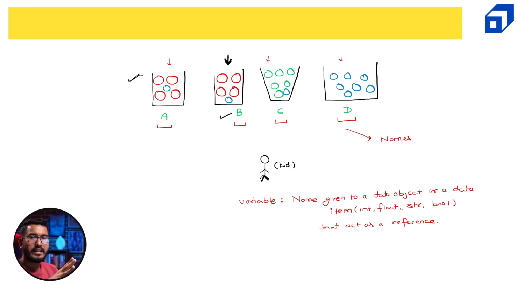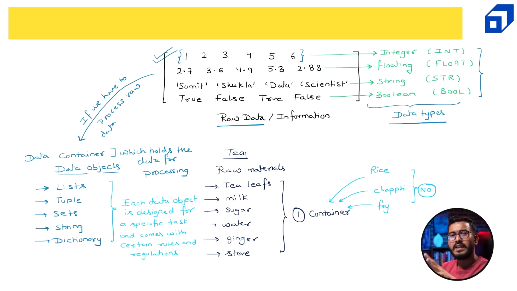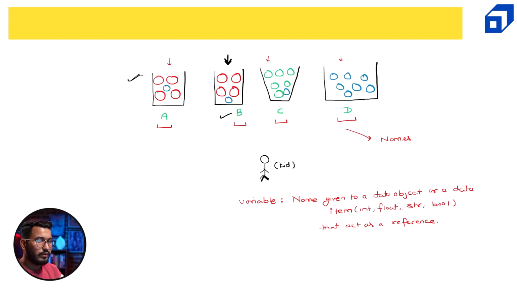So I hope you guys are now clear with the 4 major terms. What is my raw data? What are the various data types in Python? What are the various data objects, which are basically data containers in Python? And at last, what are the various variables? So now let's understand how to write a simple Python program.